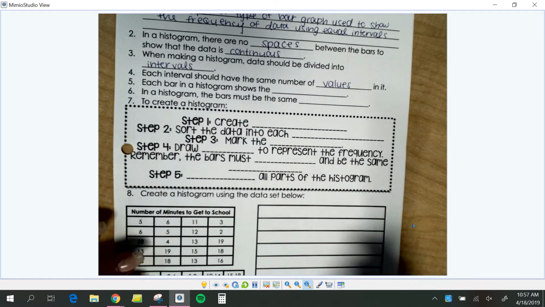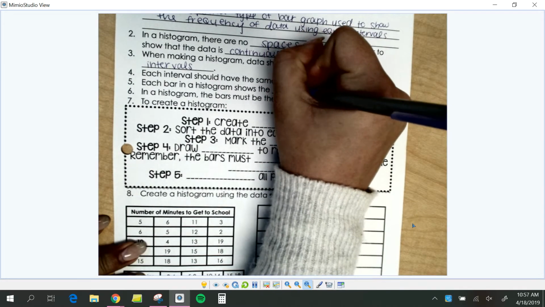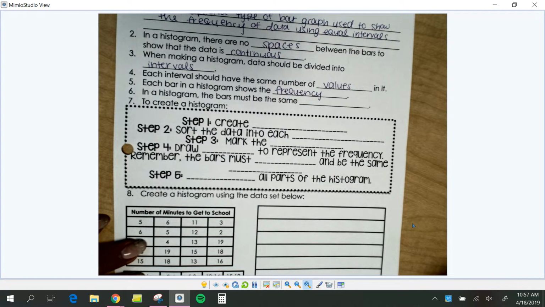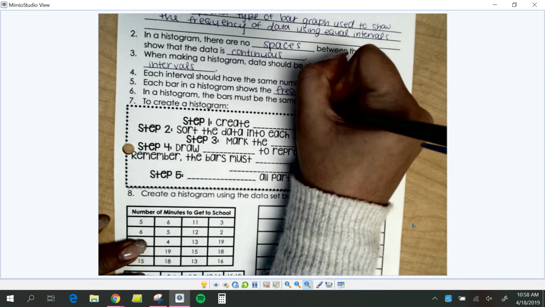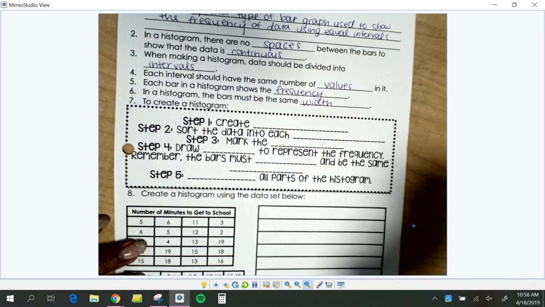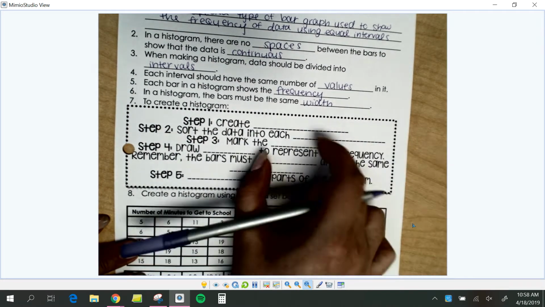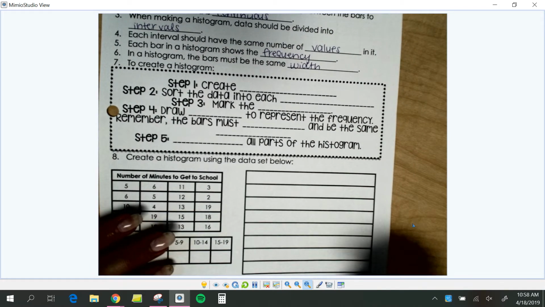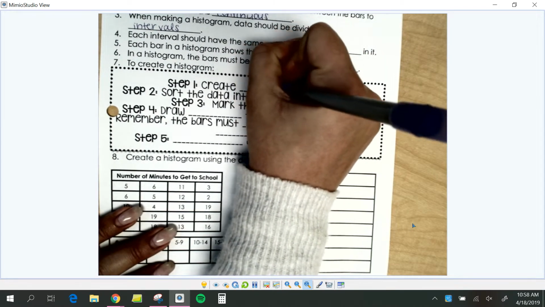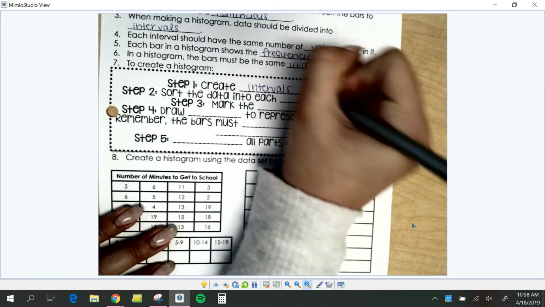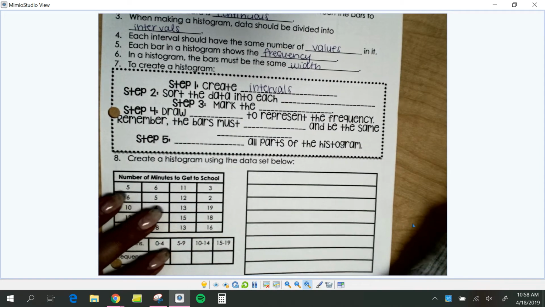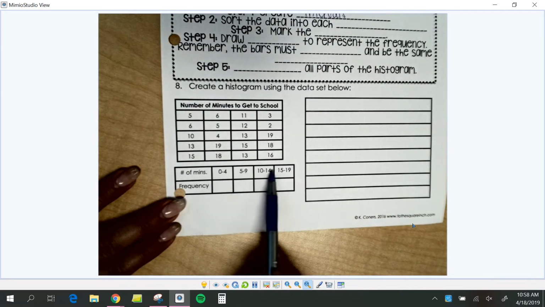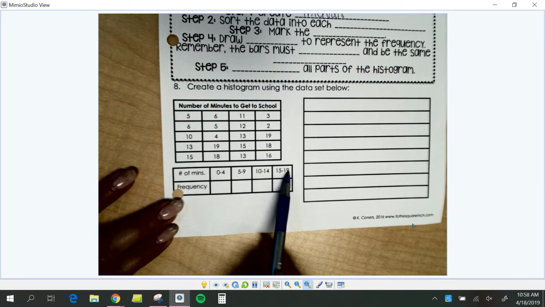Each bar in a histogram shows the frequency. So how many things are in that group is what that means. In a histogram, the bars must be the same width. So they have to be equal size. So in order to create a histogram, step 1, you need to create intervals. Now, most of the time, these are going to be given to you, so you don't have to worry about that, okay? So down here, the intervals are already given to us.